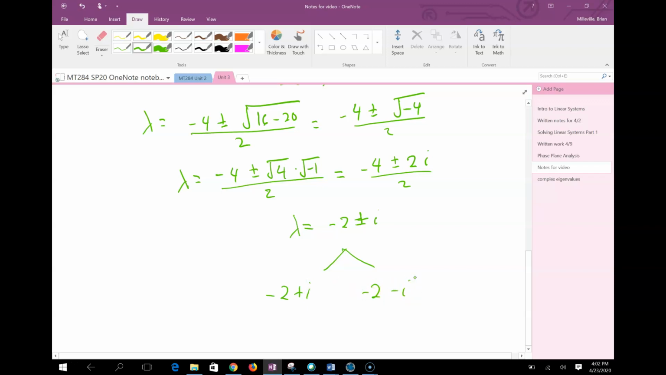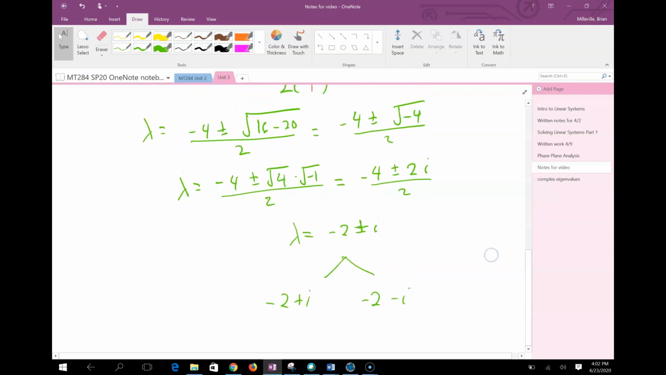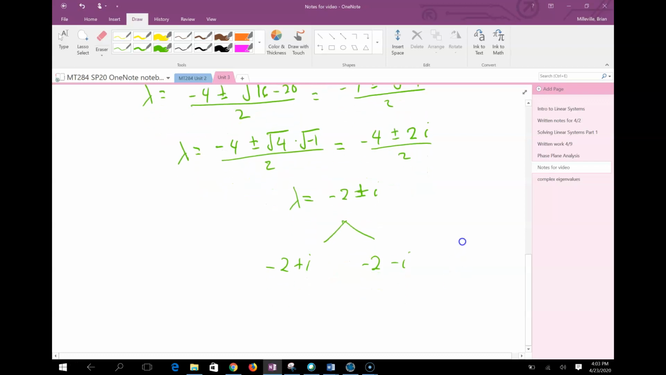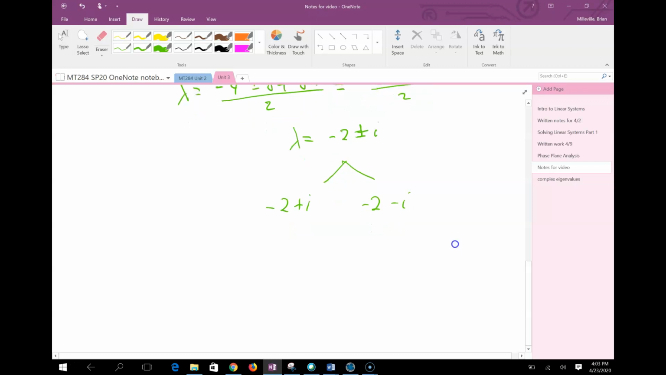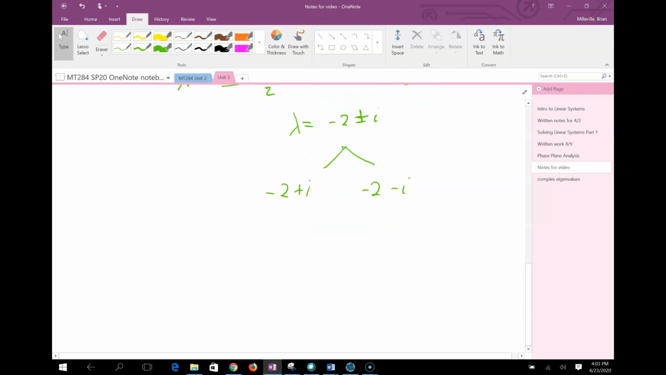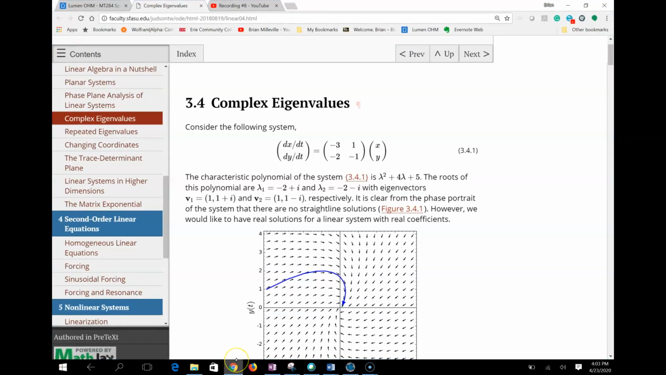So we always end up solving a quadratic equation whenever we find the eigenvalues. It just so happens that not all quadratic equations have distinct real solutions. We might end up with complex number solutions, in which case the quadratic equation does not have real-valued solutions, or it could have a repeated root. Those are the other cases we're going to get to next. So we just verified what was said in this first example in the textbook.